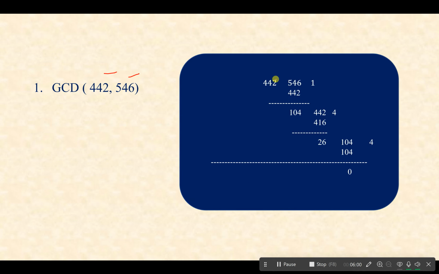Now what is the GCD of 442 and 546? We'll see. As you can see, 442 into 1 is 442, the remainder is 104. Again, as I told you, you start dividing here. 104 into 4 is 416, so the remainder is 26. Then again, you start from here. So 26 into 4 is 104, the remainder is 0. So now you know the answer. What is the answer? The GCD of 442 and 546 is 26.